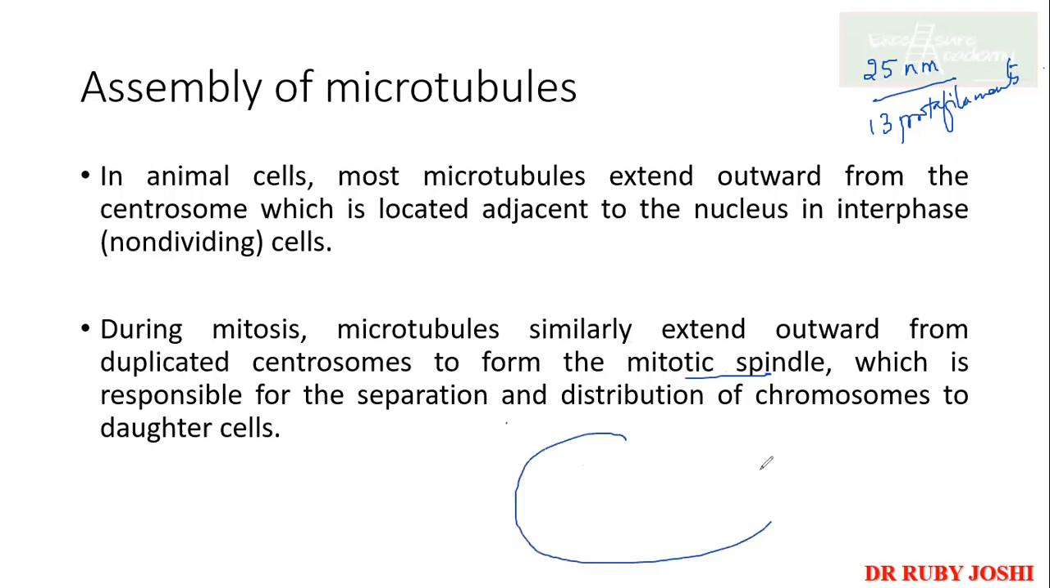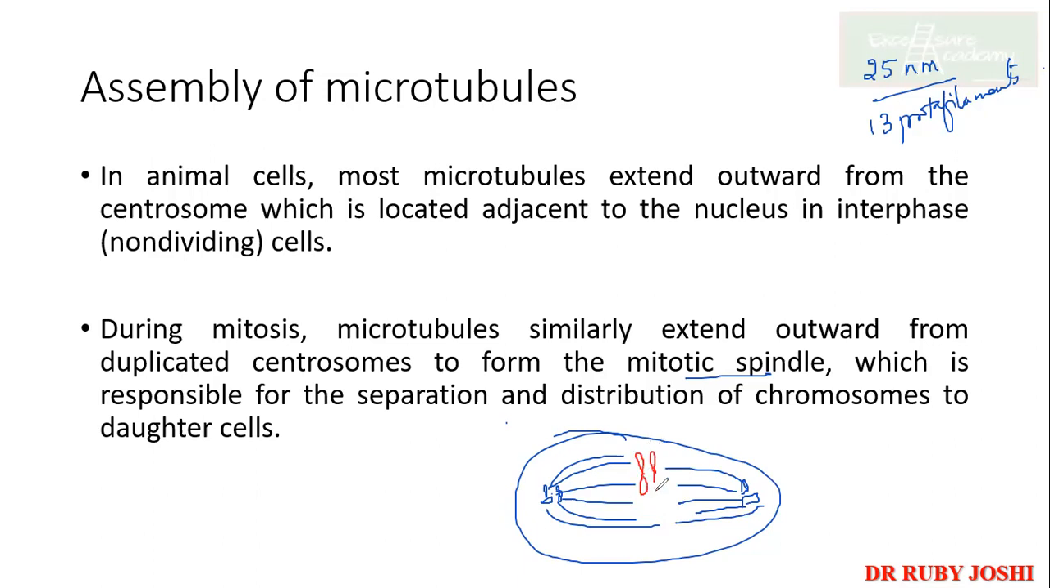So we know that in the dividing cell, we have the centrosomes present here like this. Okay, so first during the division, the centrosomes get duplicated. And then from here, based on the gamma tubulin at the base, your microtubules are extending outwards like this. Okay, and here your chromosomes will be present, to which they attach.